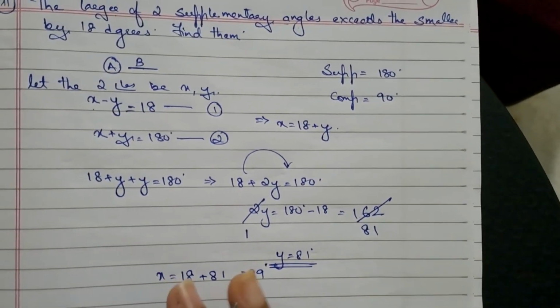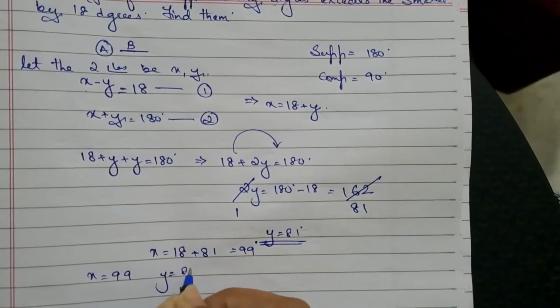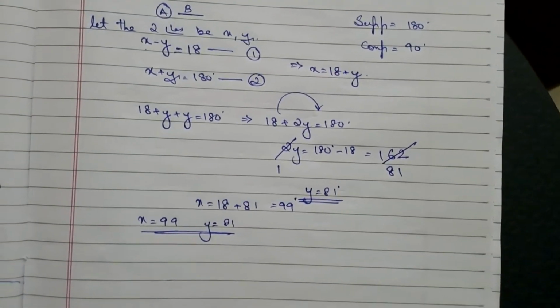But generally we are just finding the values of x and y. So x is equal to 99 and y is equal to 81 are the values that are given to me.